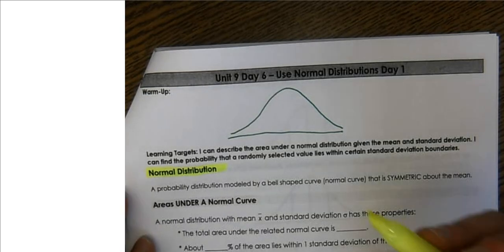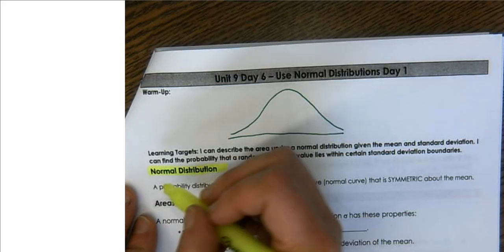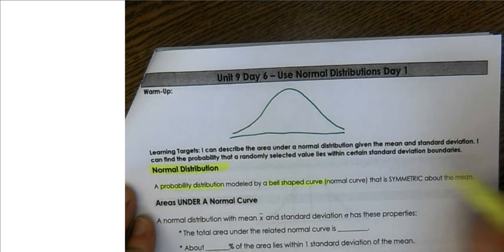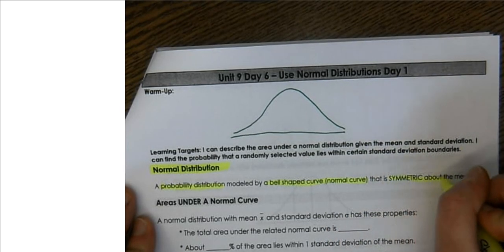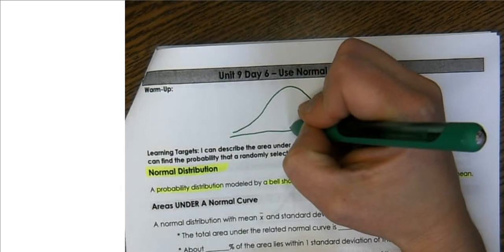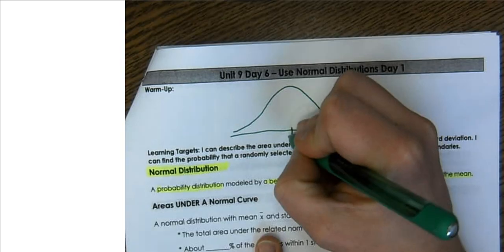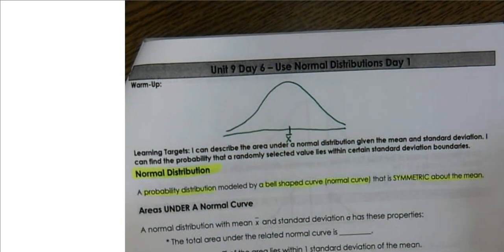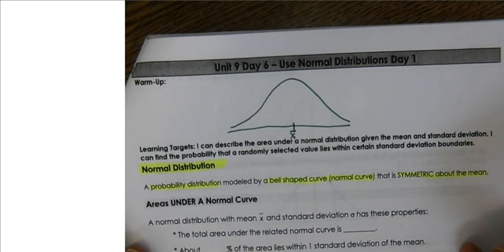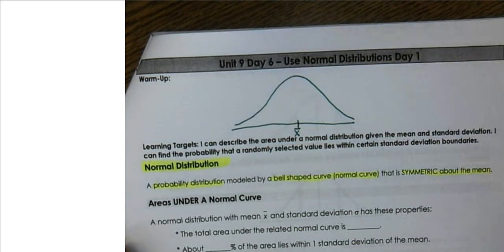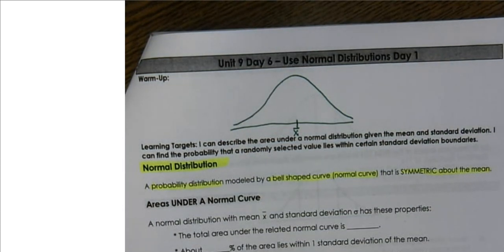So a probability distribution is modeled by a bell-shaped curve, referred to as a normal curve, and it is symmetric about the mean. At the very center of this bell-shaped curve is our mean, and we can refer to it as X bar, just like we did in our last lesson. What we are interested in is the area underneath the curve to represent what proportion of the curve we are referring to.